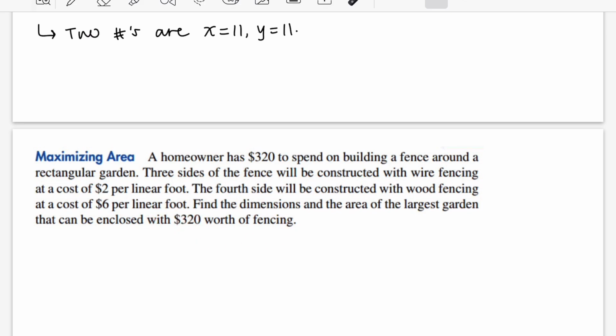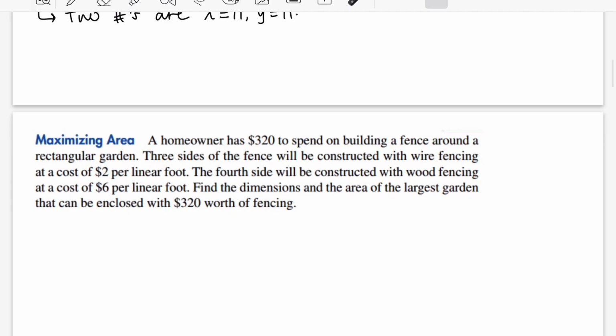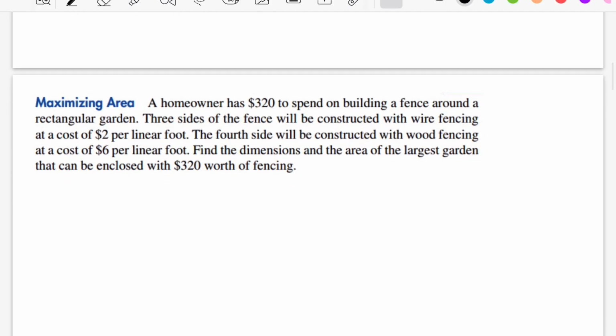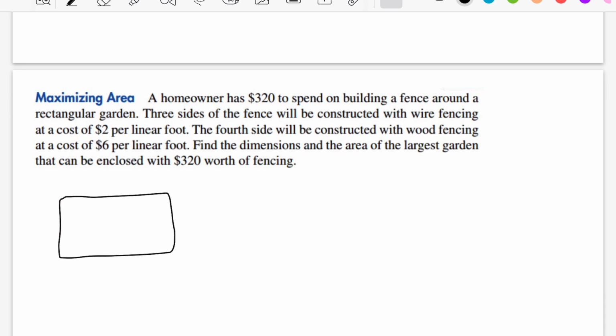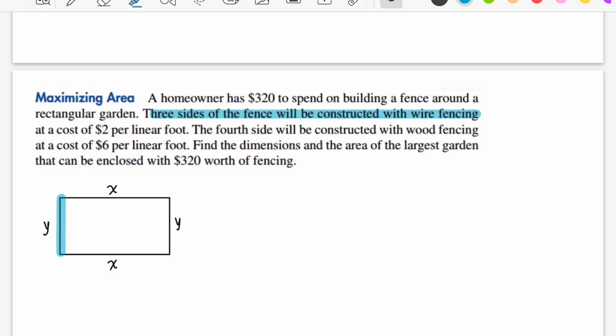The first thing we want to do is draw a figure to represent this situation. We know we're going to have a rectangular garden, so it's going to look something like this. I'm going to call the lengths of these sides x, and the width is going to be y. Then we're told that three sides of the fence will be constructed with wire fencing. Let's just say that's these sides here. We're going to color code them. We're also told that the fourth side will be constructed with wood fencing, so that side here.